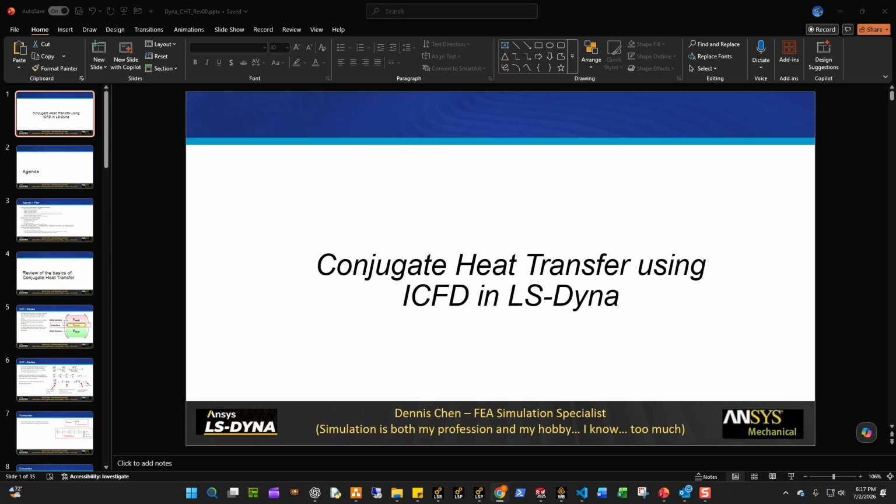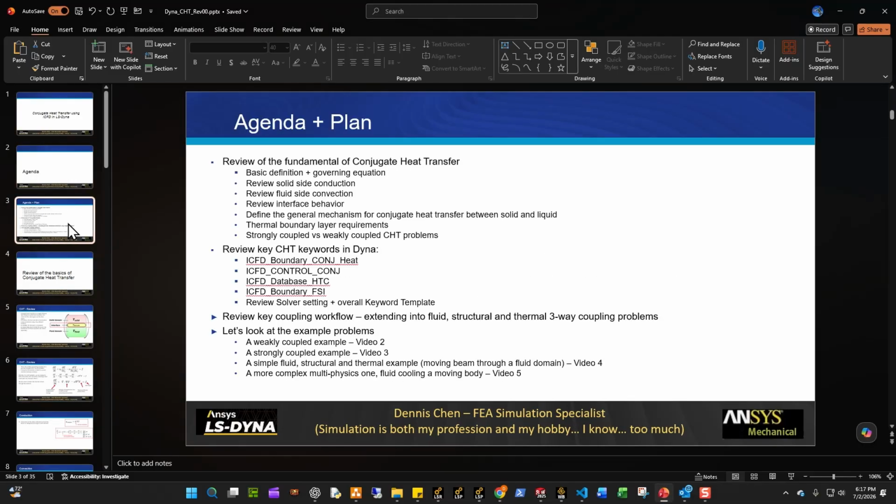All right, today let's look at how to do conjugate heat transfer inside LS-DYNA. The agenda for today is I'm going to go over the basics, essentially looking at some of the theory and the governing equation related to conduction, convection, and how the interface is handled between fluid and solid side inside LS-DYNA.